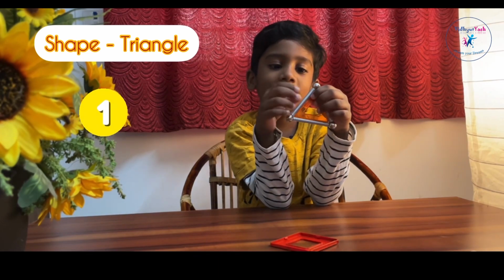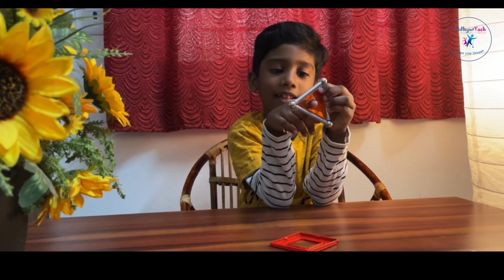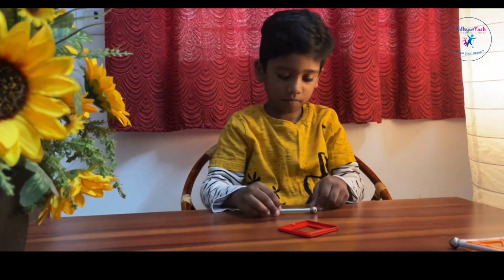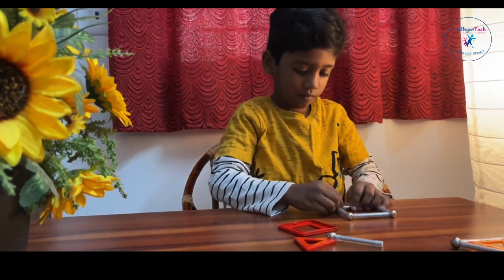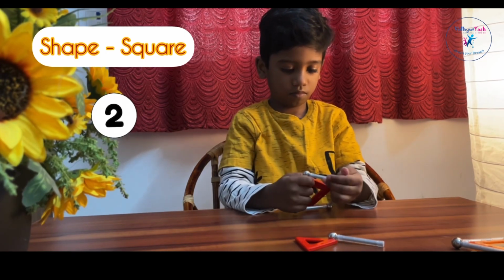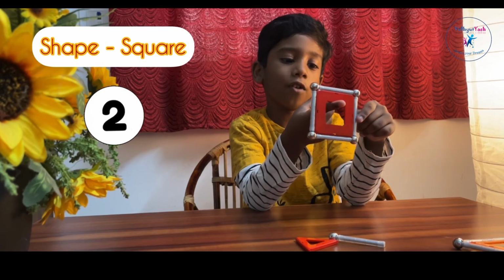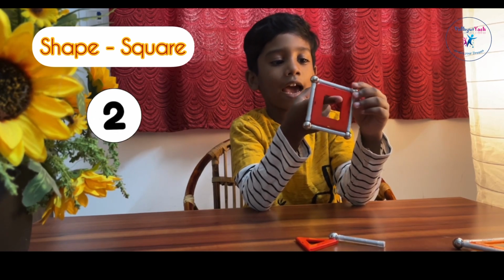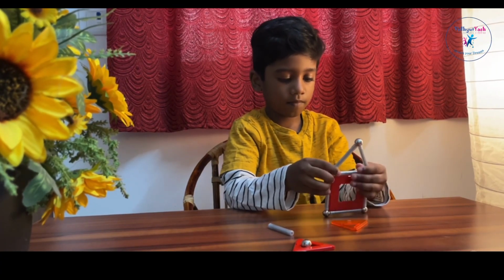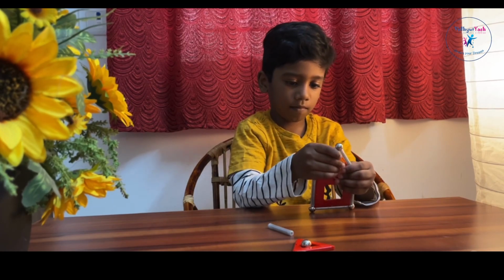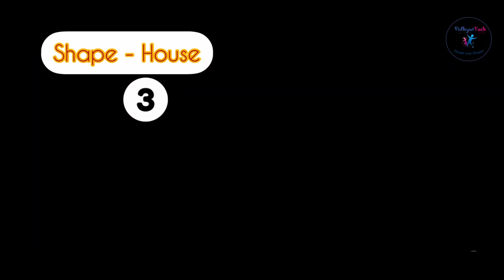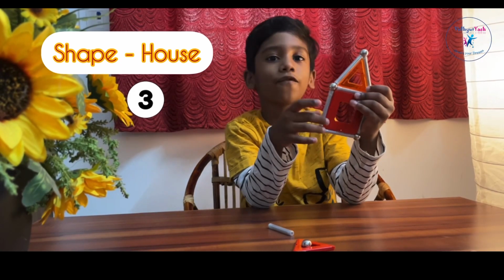Triangle. These are the magnets and three balls and the triangle. Square, 4 magnets and 4 balls. House, 6 magnets, 5 balls.